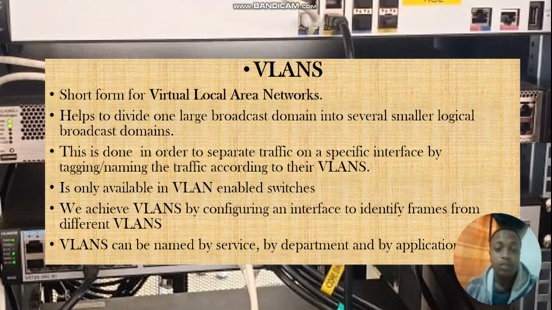Now, we achieve VLANs by configuring an interface to identify frames from different VLANs, and an interface is a path through which network traffic can pass through or go through, and VLANs can be named by service department or by application. This means that you can have a voice VLAN, you can have a management VLAN, you can have the normal data VLAN, and we're going to look at these as we go on.